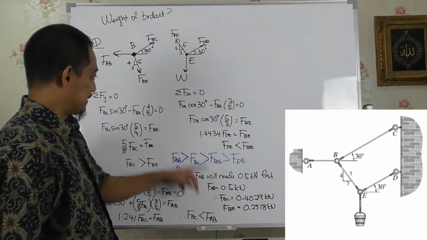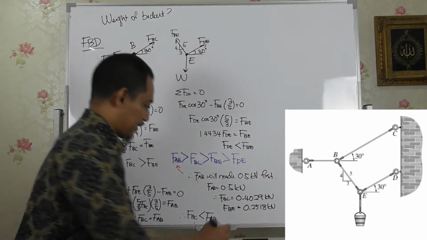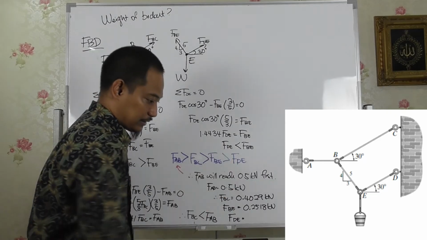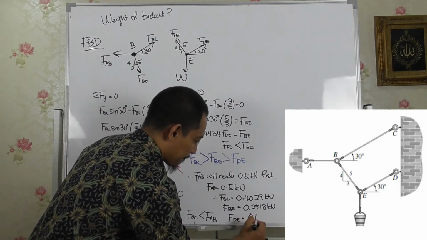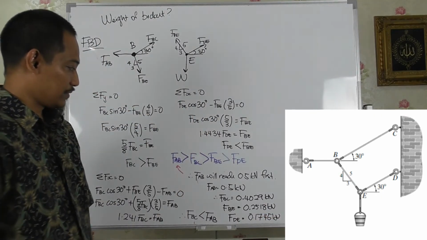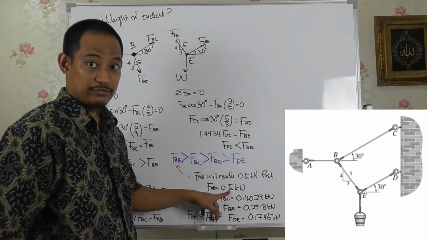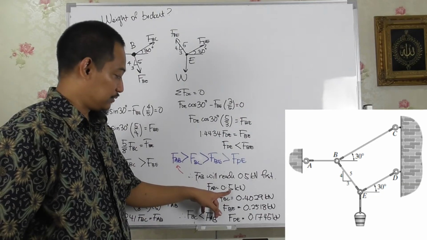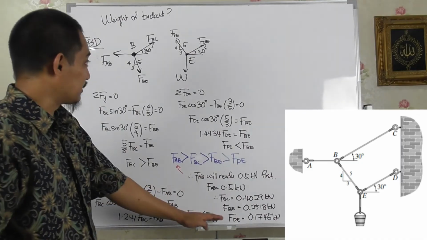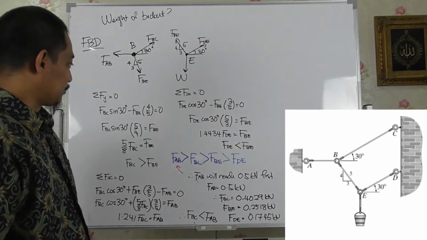We have already FBE. We can plug in here. FBE we know, so we can calculate FDE. When we calculate, you get 0.1745 kilonewton, right? So as you can see, obviously none of these forces is reaching 0.5 first, because 0.5 is reached by FAB first, the rest is smaller. So having all of this, we can calculate what is W. So we need to know another equation.